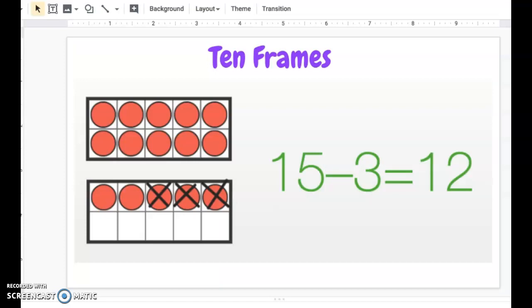Another strategy we've learned this year was using 10 frames, because we know that the spaces that are in a 10 frame equal 10 spaces. So if you were to just quickly draw a rectangle and add 5 on top and 5 on bottom, you've got a 10 frame to work with. And you can show 2 10 frames to do something like 15 minus 3. That's another strategy you can use.